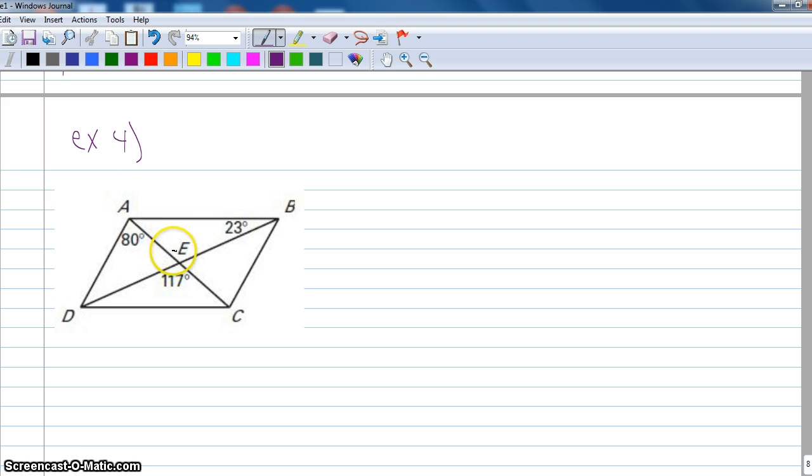Alright, and example 4. This question is nice. Well, I want to find every single angle on here, and you're like, where do I start? I mean, I want to find that one, and this one, and that one, and this one, and this one, and this one, and this one, and that one, and then that one. Ooh, that's a lot. Nah, not really. Let's figure out how to do it.